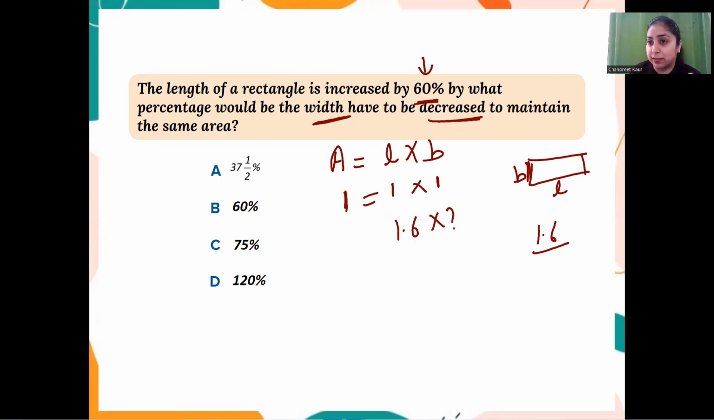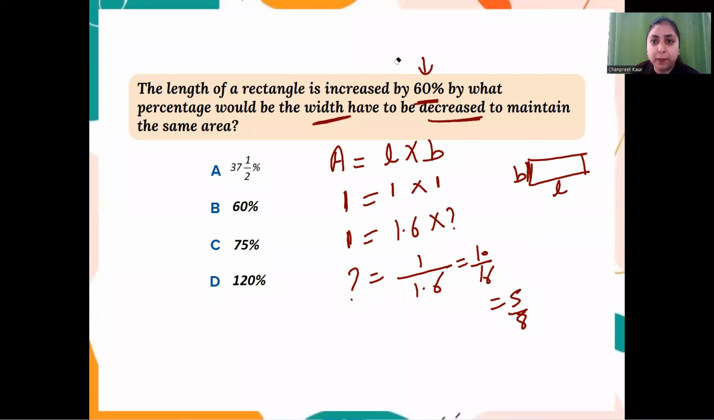Now what about breadth? The area will remain the same. So what is the value of this question mark? This is going to be 1 divided by 1.6, right? Okay, so let us simplify. It is going to be 5 by 8. 5 by 8 means, let me erase this from here.